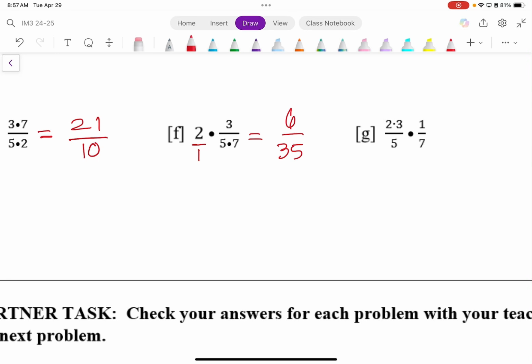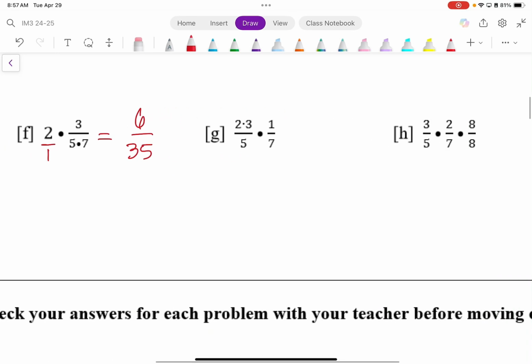Okay. And we have 2 more. We have 2 times 3 over 5 times 1 over 7. So now it's like we're taking that denominator away. That 7 is like on its own, 1 over 7. Is it going to change things? No. We still get 6 over 35.